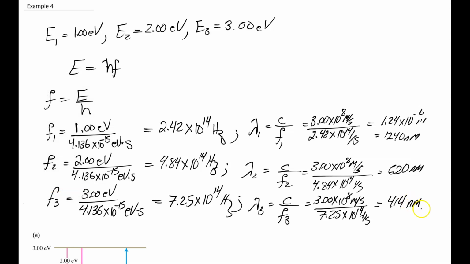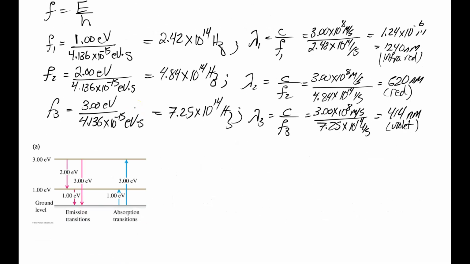And if we look at these wavelengths, we can say that the first one is in the infrared region. The 620 is in the red region, and the 414 is in the violet region. So 2 of them will be visible and 1 will be in the infrared.